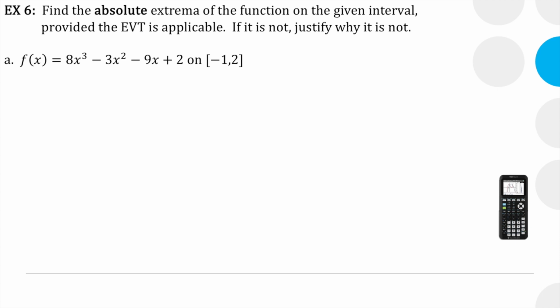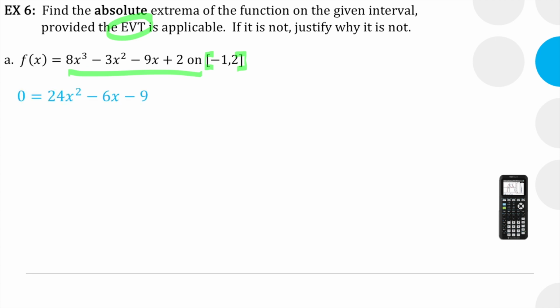Example 6, we'll find the absolute extrema of the functions below on the given interval, provided that the extreme value theorem is applicable. If not, justify why it's not. A, we have f of x equals 8x to the third minus 3x squared minus 9x plus 2 on the interval from -1 to 2. This is a closed interval. That's important. Polynomials are continuous and differentiable, so we know that we're good there.